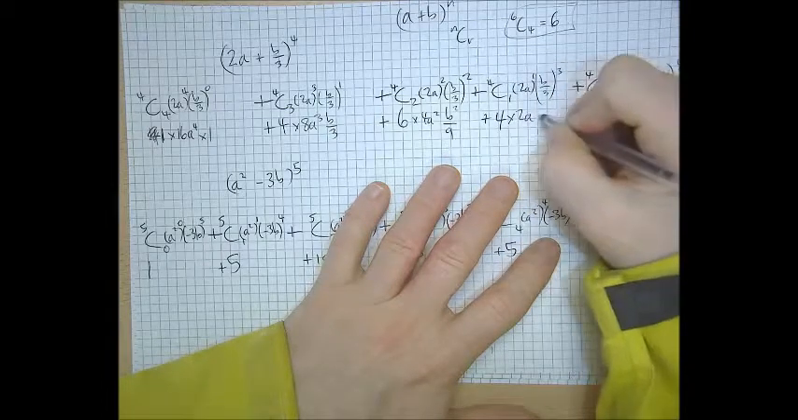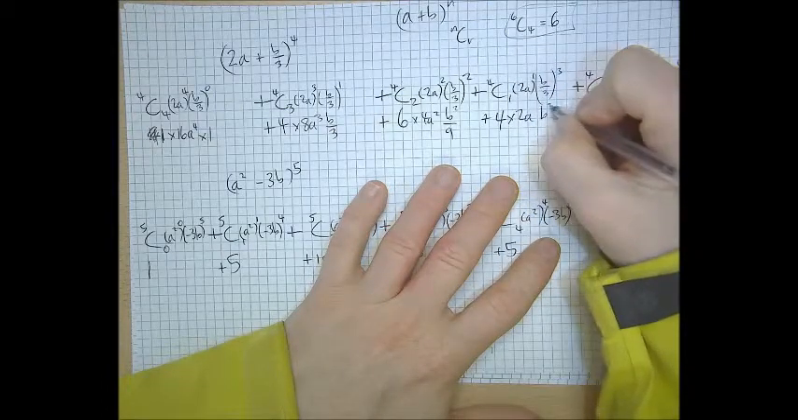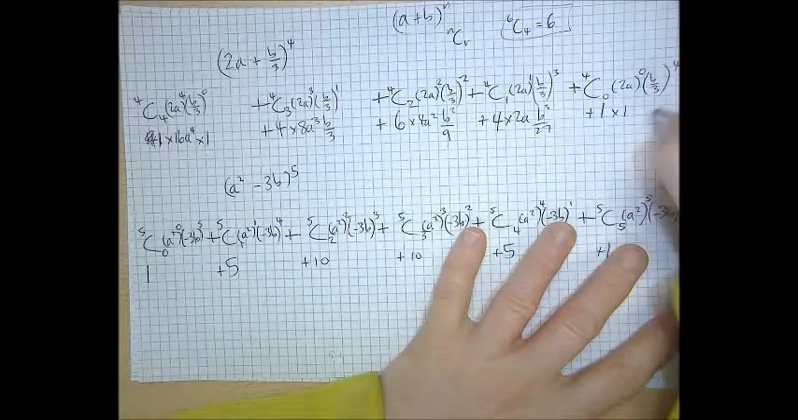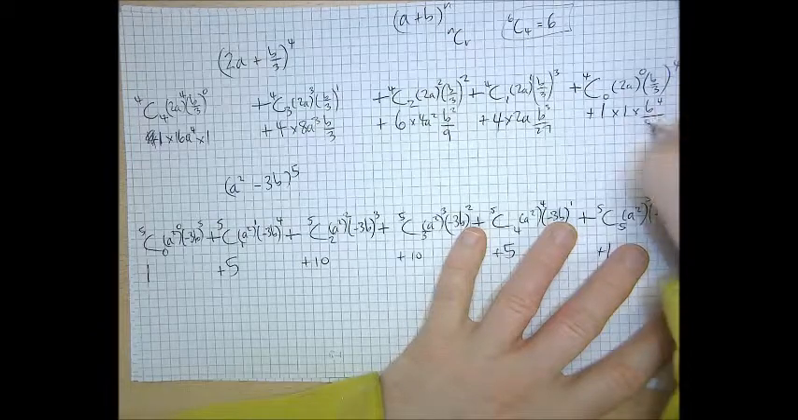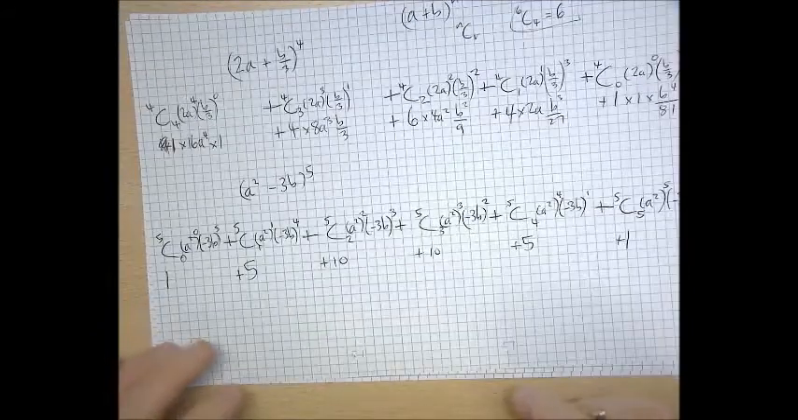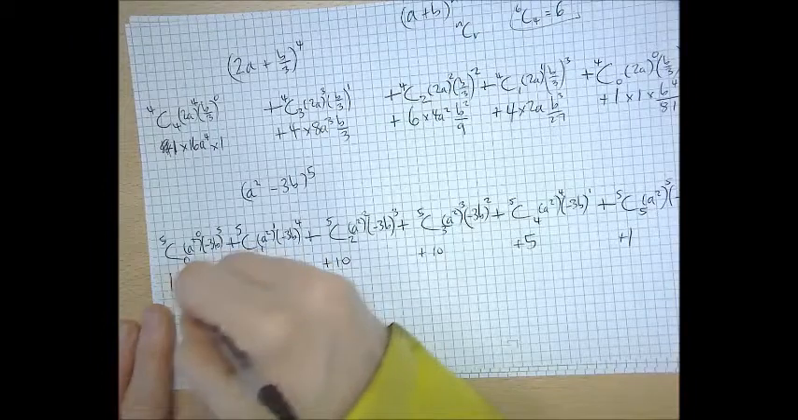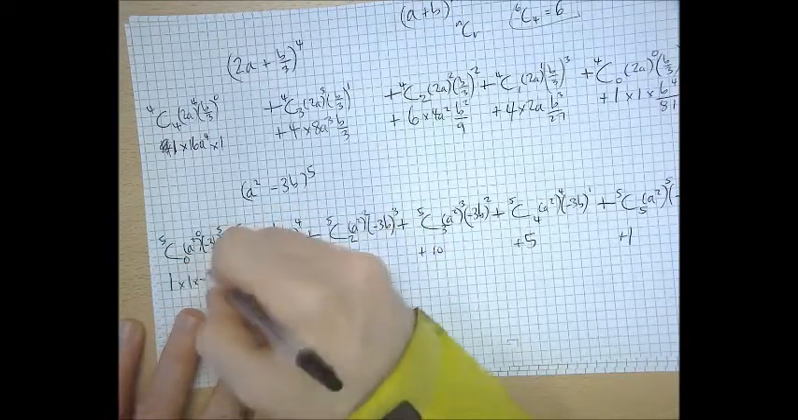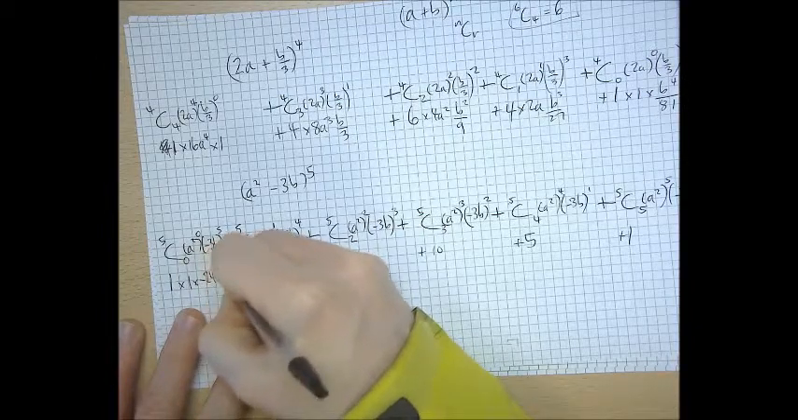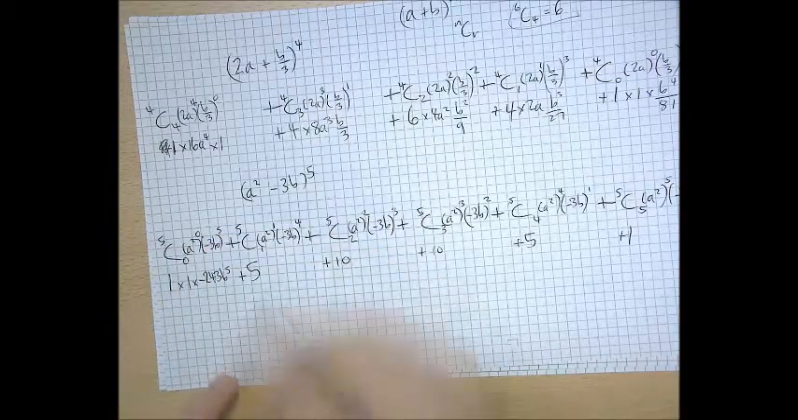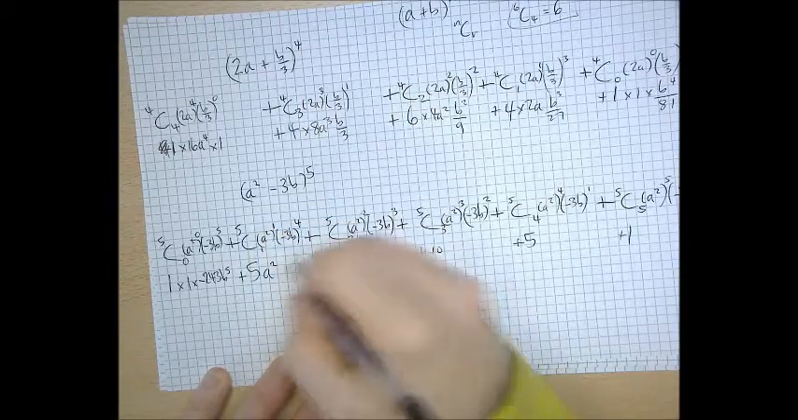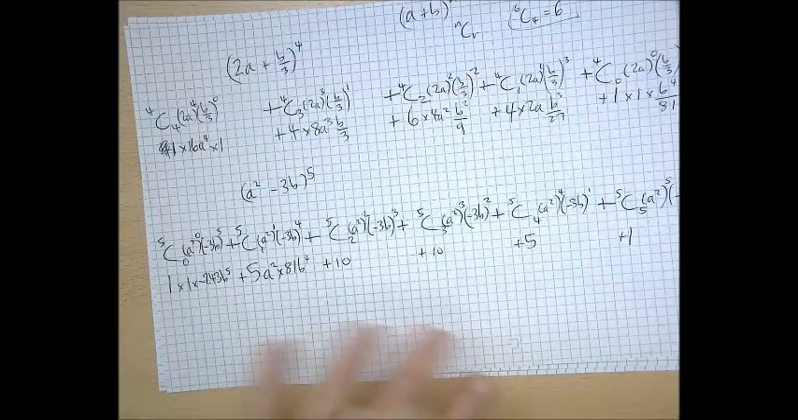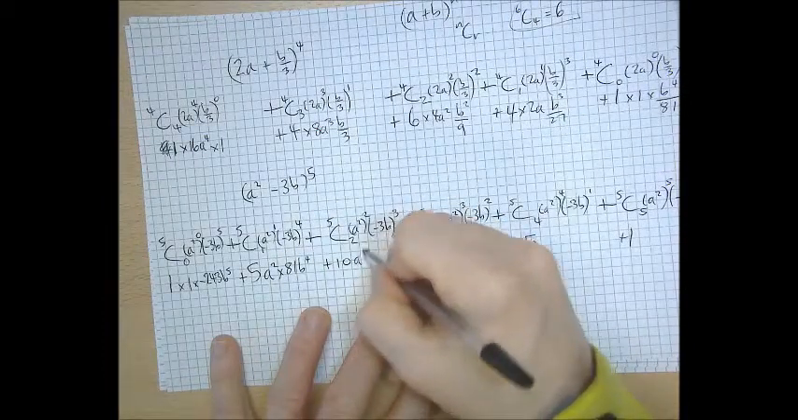2a, b cubed over 27. That's a 1. And then b to the power 4 over 81. This one down here, that's a 1. That's a negative 243b5. That's an a squared. That's a positive 81b to the power 4. That's an a to the power 4.